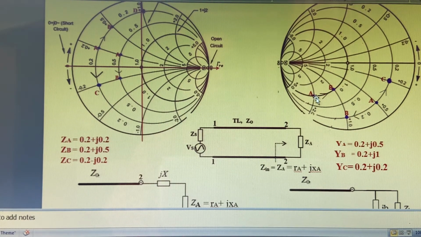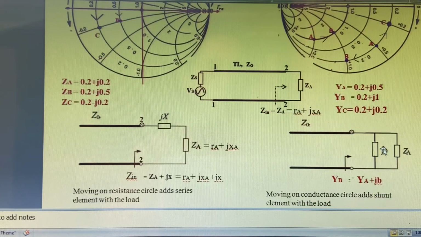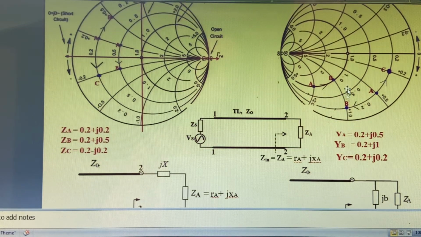For example, if you are at this position and you move from here to here, you are moving on the conductance circle like this. So you are moving from A to B on the conductance circle in the anti-clockwise direction. This arrow shows the direction. So it adds an inductor in shunt. You can move over any conductance circle, like 0.5, either like this or like this. The conductance value remains the same, but the susceptance changes.